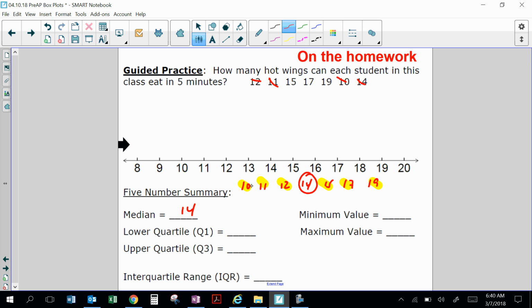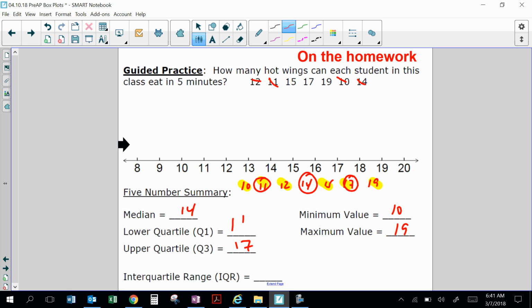The lower half is 10, 11, and 12. So the median of the lower half is 11, which is the lower quartile, or quartile 1. The upper half is 15, 17, 19. So 17 is the median of the upper half, or quartile 3. The minimum is 10. The maximum is 19.